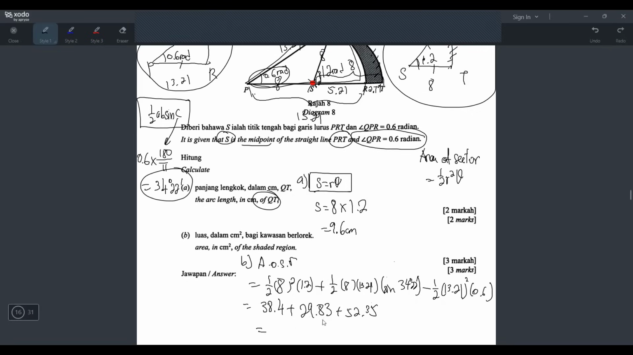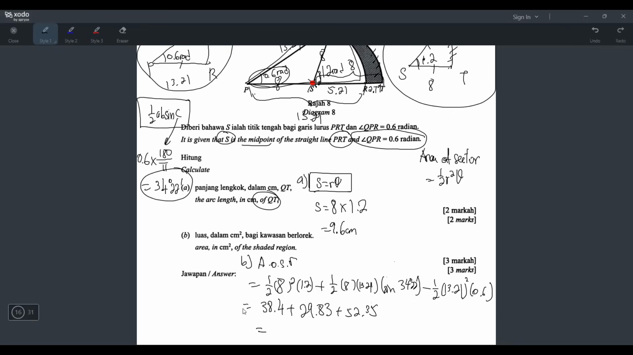And then the last step is just take everything and add together. So answer plus 29.83 plus 38. Okay, my calculator gives me 120.58. But did I do something wrong here? Wait, the sine minus 1. Okay, let me press again. I think I did something wrong here.